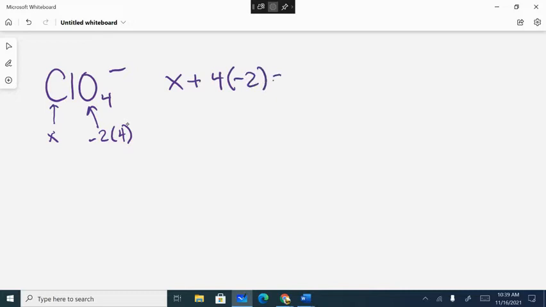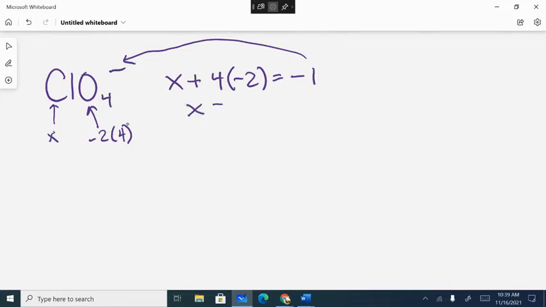So polyatomic ions are not electrically neutral. They have a charge. So when there's a little number written up there, that is the charge of my polyatomic ion. So in this case, it does not add up to 0. So you can say chlorine is the one I'm unsure of because oxygen I know is minus 2. And there's 4 of them. So you're going to say X plus 4 times minus 2 is equal to minus 1. This minus 1 comes from this charge right here.